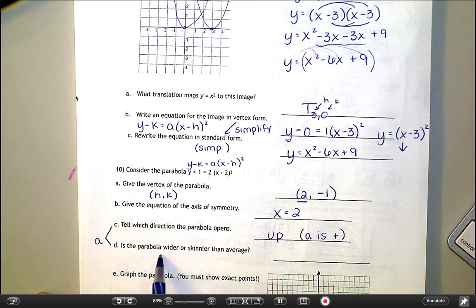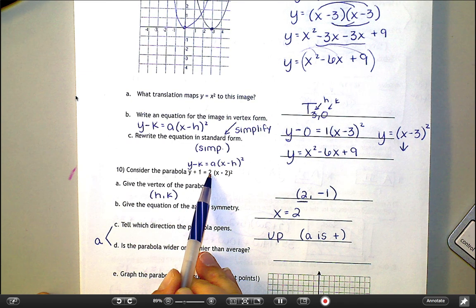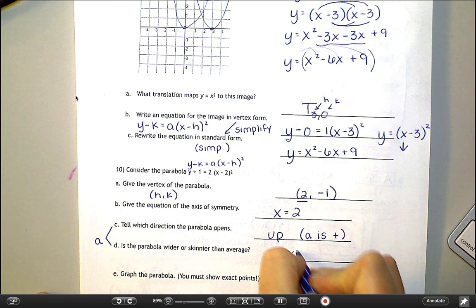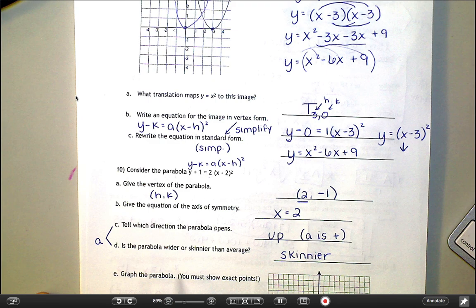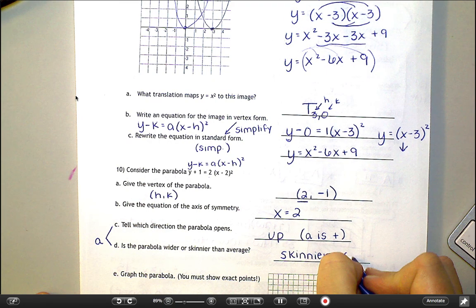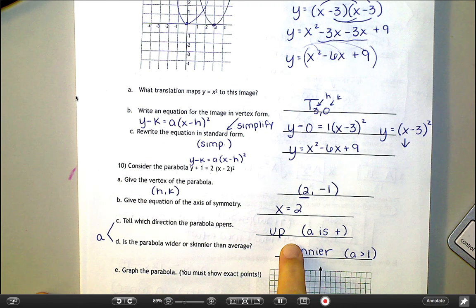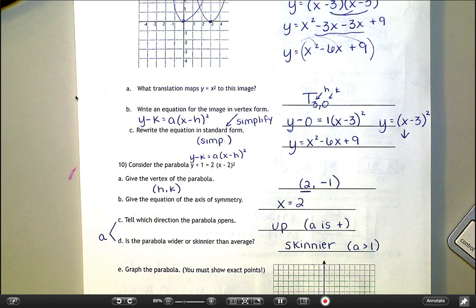And is it wider or skinnier? Well, this means that it's growing twice as fast as a normal parabola, so it's going to look skinnier. Okay, and that's because A is bigger than 1. So the positive or negative tells you up or down. Bigger than 1 or less than 1 tells you wide or skinny.